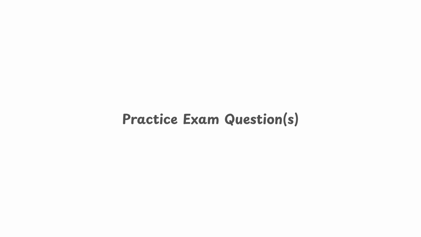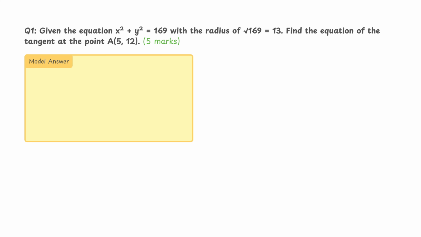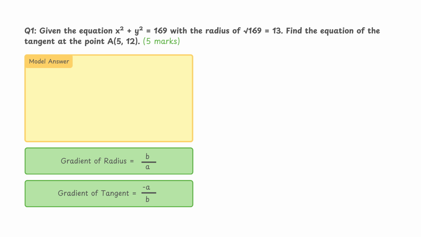Now, let's dive into some exam-style practice questions. You can pause the video and try yourself. Question 1. Given the equation x squared plus y squared equals 169, with the radius of square root of 169 equals 13. Find the equation of the tangent at the point A, 5, 12. This question is worth 5 marks, so we need to show each step clearly.